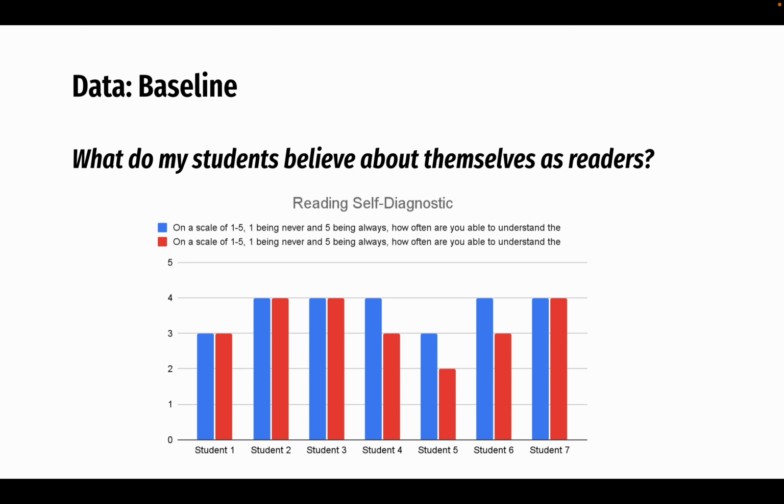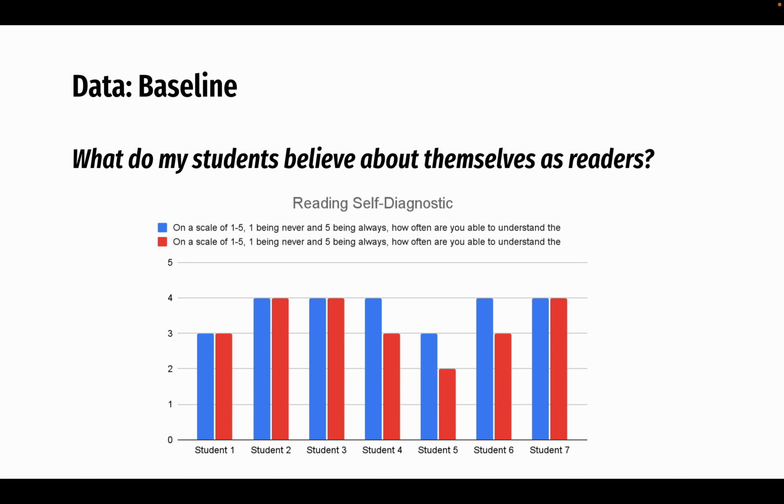So I had 3 research questions to establish my baseline data. The first was, what do my students already believe about themselves as readers? I asked them on a scale of 1 to 5, 1 being never and 5 being always, how often they are able to understand the entirety of informational and fictional texts. The blue on this graph is informational text, and the red is fictional text.